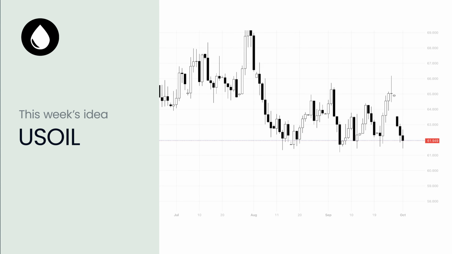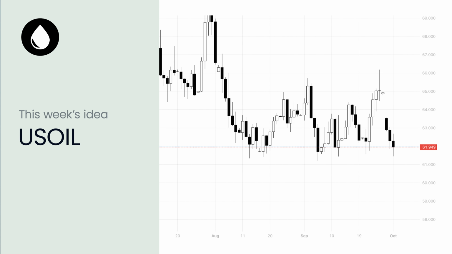Technically, the price of crude oil shows the retracement from the 65 price area, which is also the upper band of the Bollinger Bands, and the 200-day moving average, the long-term level acting as a strategic resistance. What data releases could trigger volatility for this market?